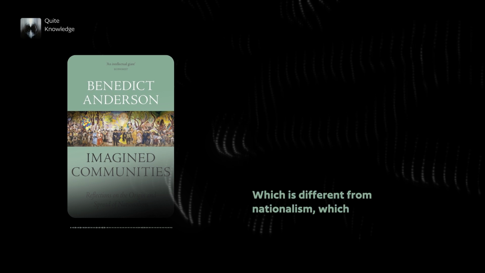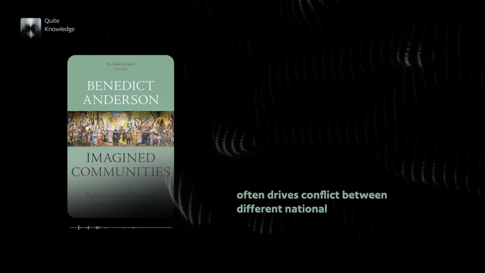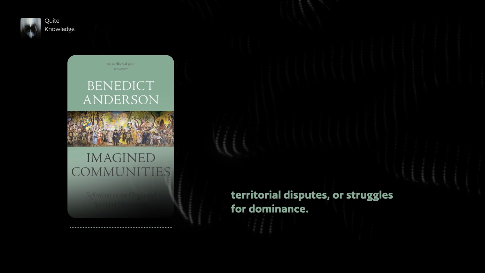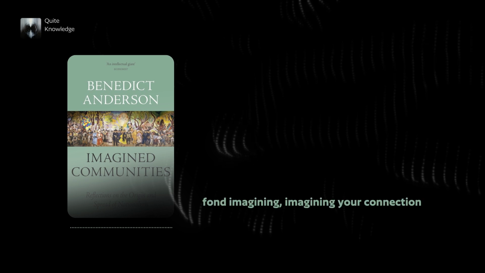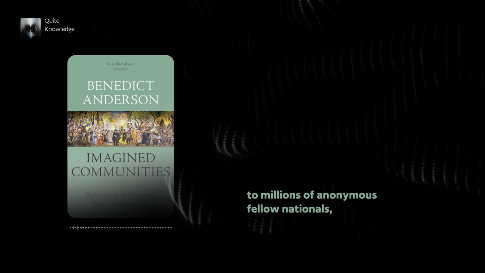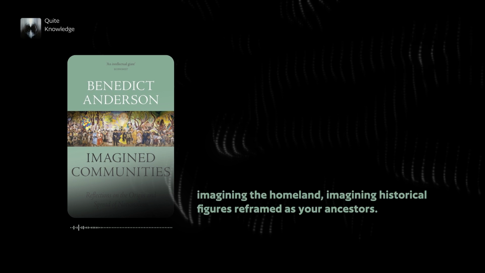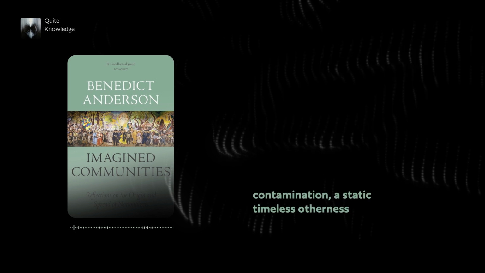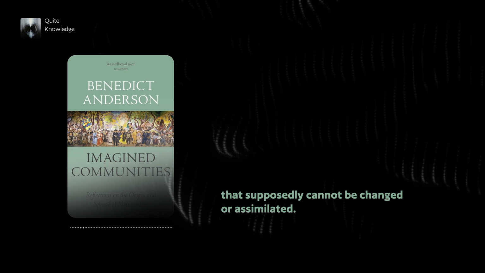Which is different from nationalism, which often drives conflict between different national units based on competing historical claims, territorial disputes, or struggles for dominance. Right. Patriotism, that love for the nation like other affections, involves this element of fond imagining, your connection to millions of anonymous fellow nationals, imagining the homeland, imagining historical figures reframed as your ancestors. Racism, conversely, is fueled by a deep fear and hatred of a perceived, immutable biological contamination, a static, timeless otherness that supposedly cannot be changed or assimilated.